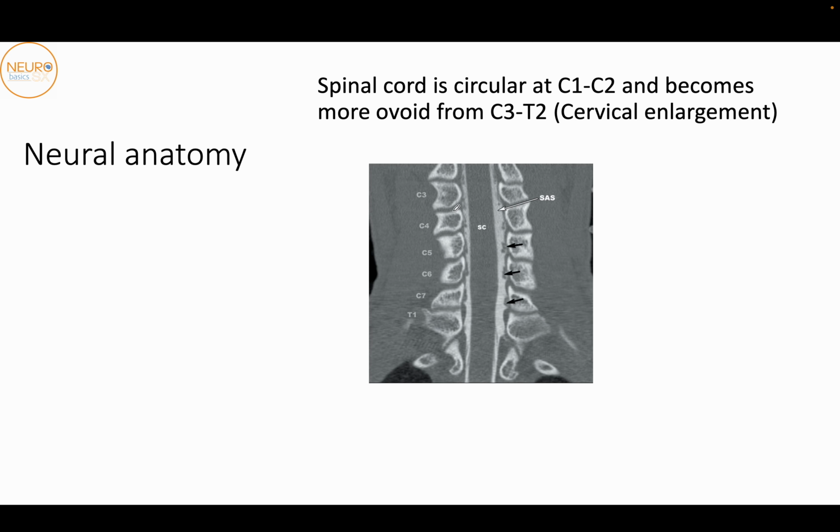Right, so now coming to the neural anatomy of the subaxial cervical spine. The spinal cord, as we've discussed already, is going to be more circular at C1, C2, and as we come down, it becomes more ovoid because from C3 to T2, you have this cervical enlargement which happens.